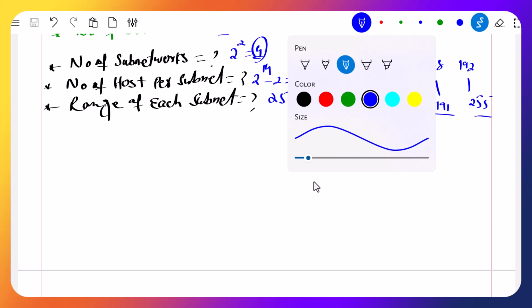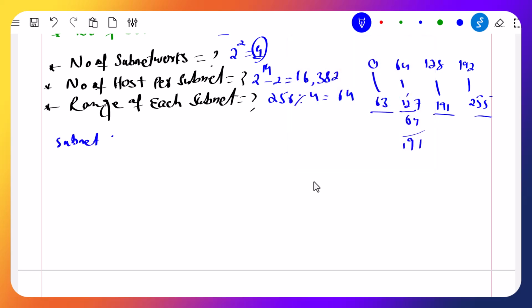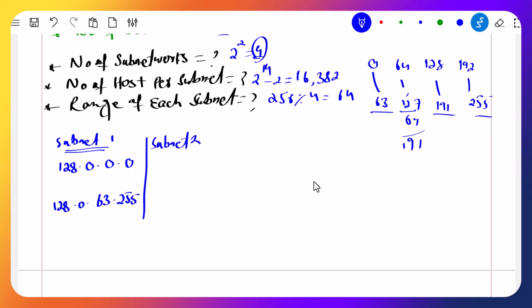Let me write here the subnet 1, 128.0.0.0 to 128.0.63.255, and subnet 2, 128.0. It's class B, 128. It finished on 63, so it will start from 64.0, and this will again become 0, up to 128.0.127.255.